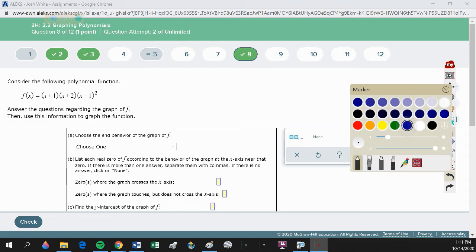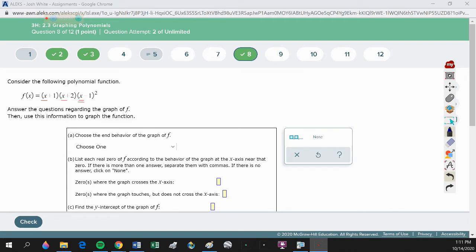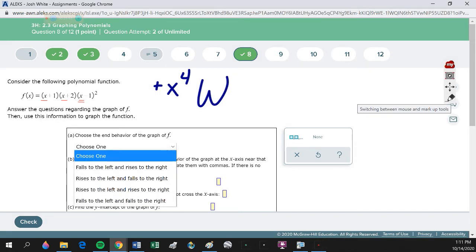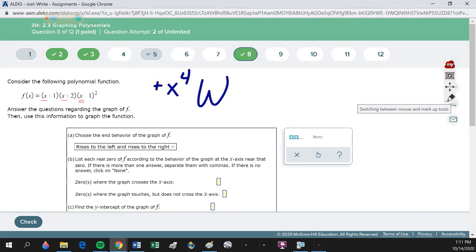Okay. How many x's do you see? 1, 2, 3, 4. So this is an x to the 4th. Is it positive or negative? Positive, so it's a W. Okay. And then I need to choose rises to the left and rises to the right. Any questions there? Okay.